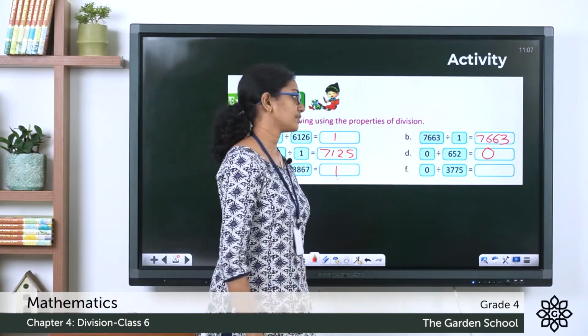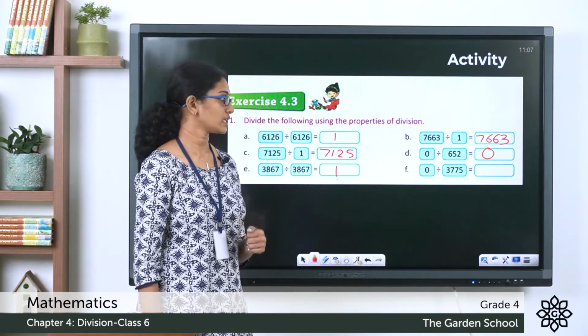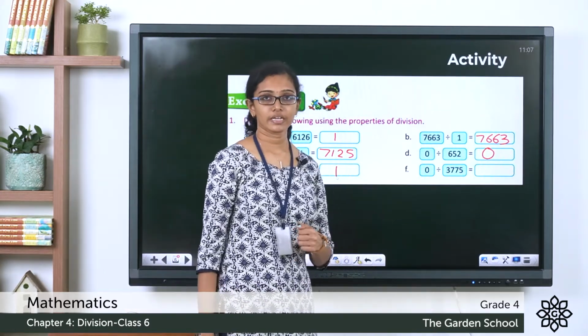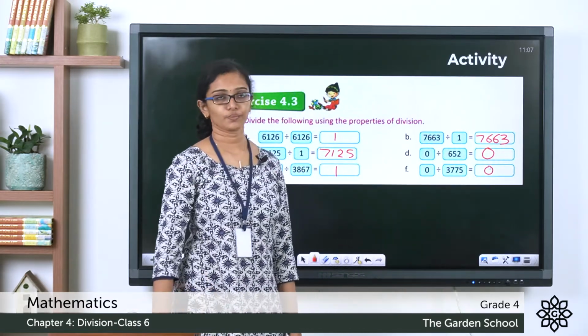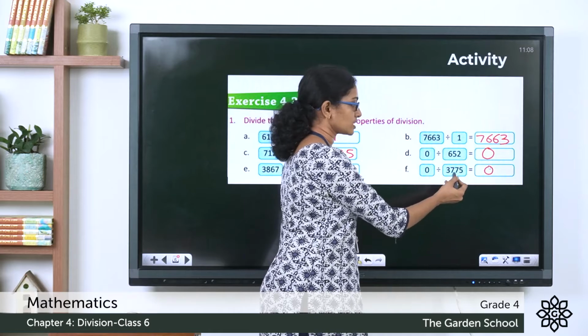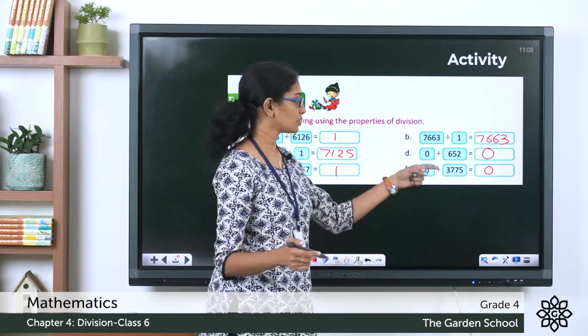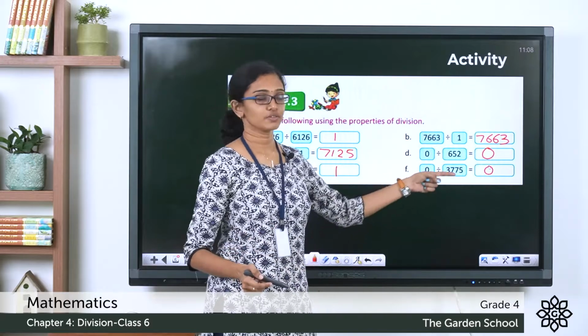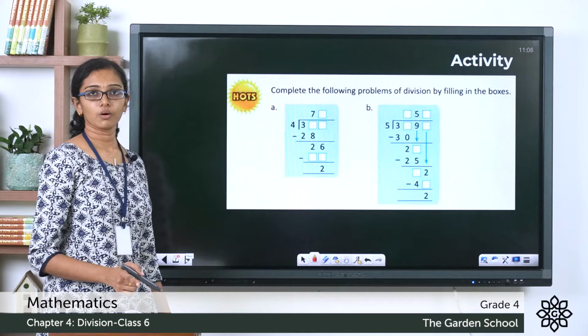Then question F, 0 divided by 3775. 0 divided by any number gives you what? The quotient here is 0. Why? Because 3775 into 0 gives the product 0, which is the dividend in the division given here. I hope this is clear to you. I will do one more activity.